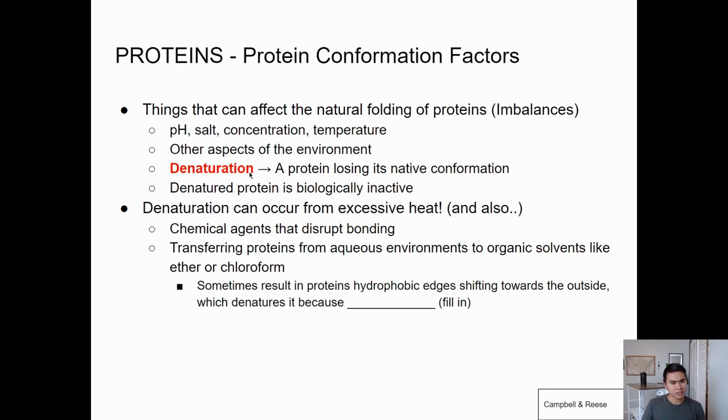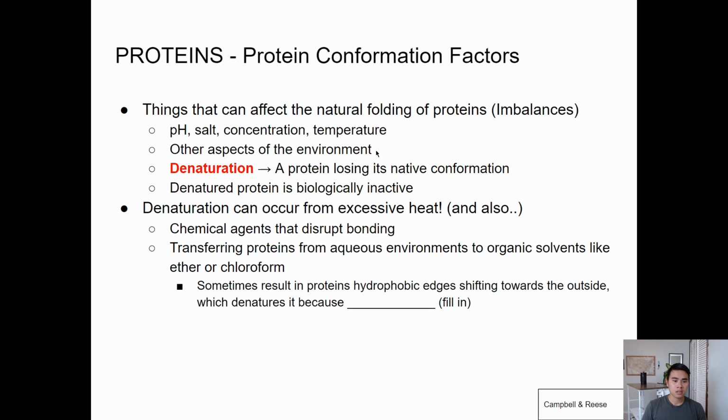Denaturing. So denaturing, a protein loses its native conformation. Denaturing can occur from heat. So you can denature a protein just by heating it up. Think about why fevers are so dangerous for the body. You really denature proteins with a fever, when your body temperature is higher than normal. And a denatured protein is also biologically inactive. So if the folded protein is active, denaturing changes its shape, and now it's inactive.